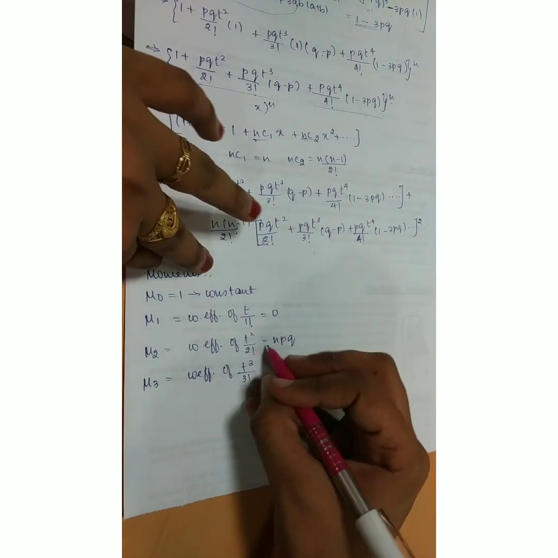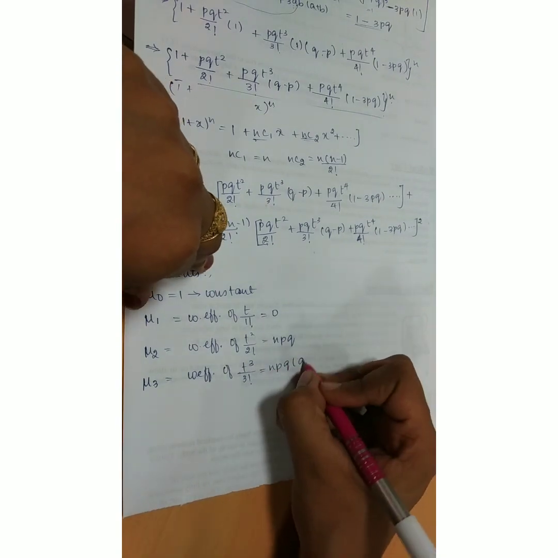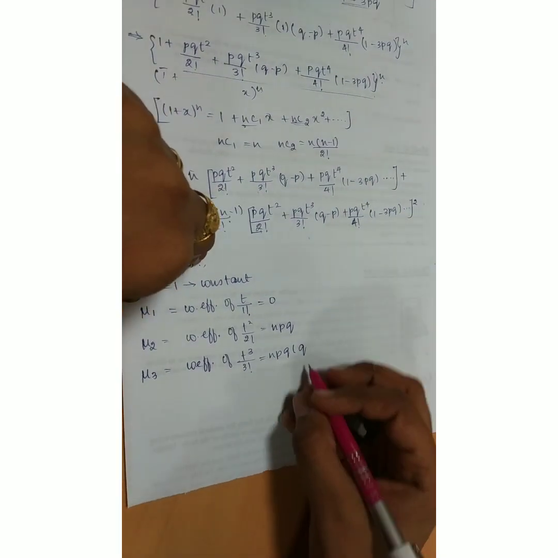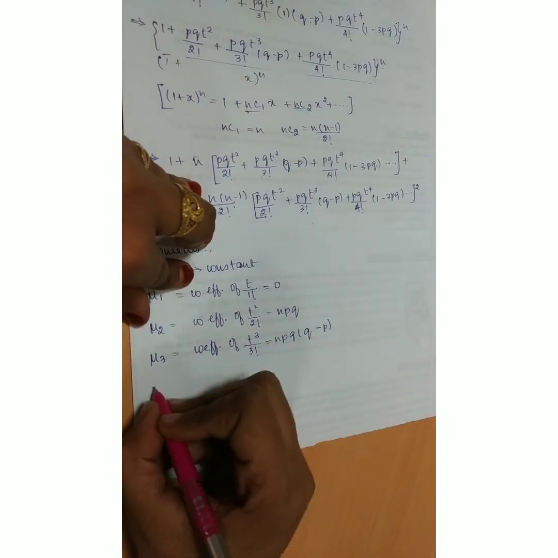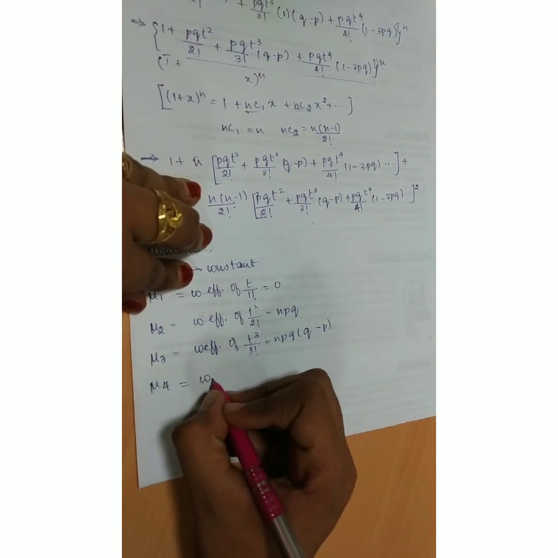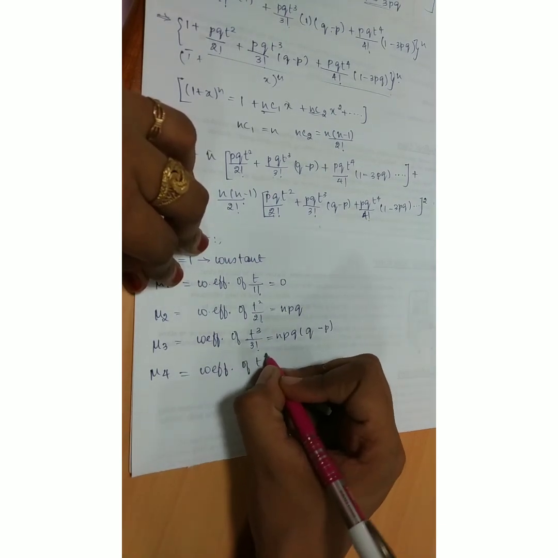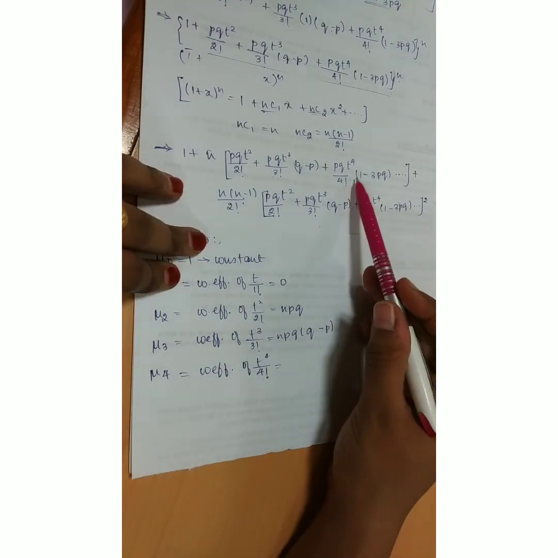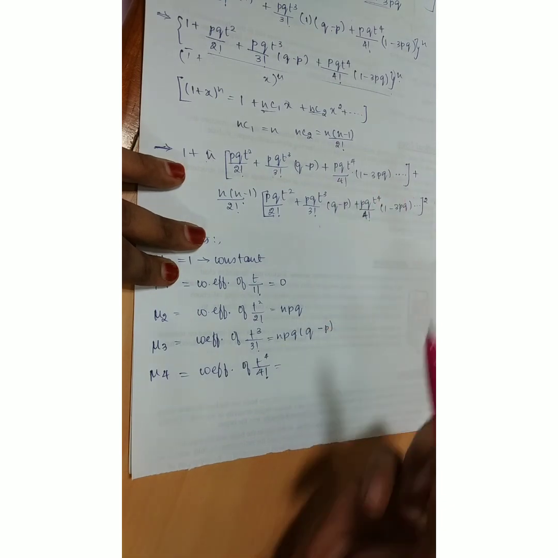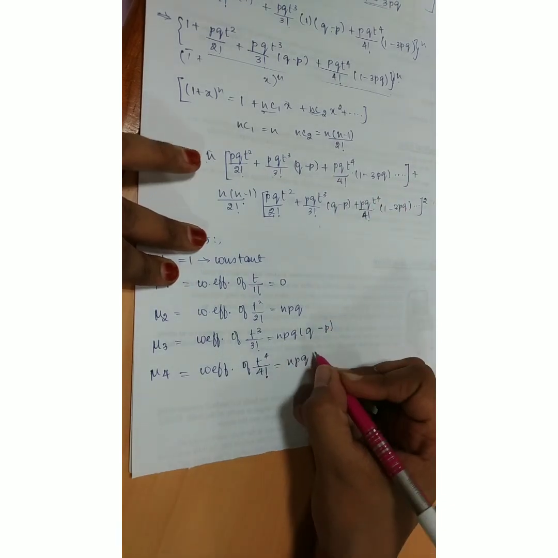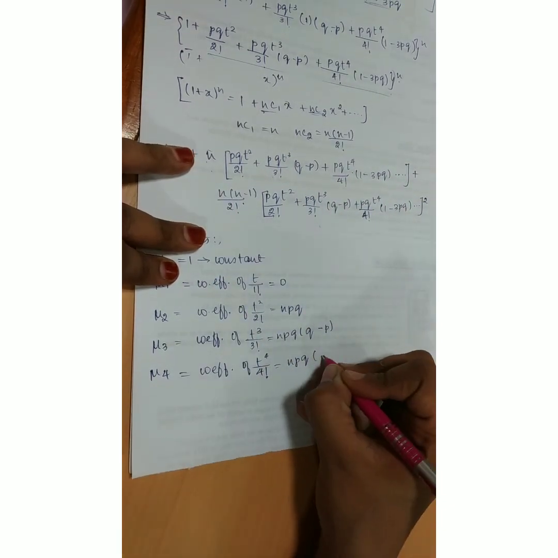Again, we'll have npq into q minus p. By taking n inside, we get this. Then mu 4 is equal to the coefficient of t power 4 by 4 factorial. That is equal to npq into 1 minus 3pq.